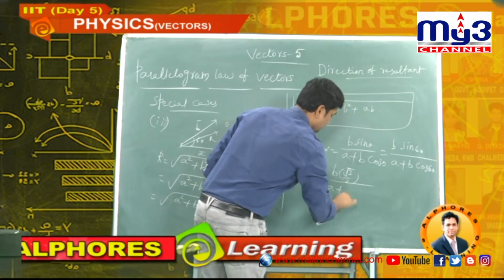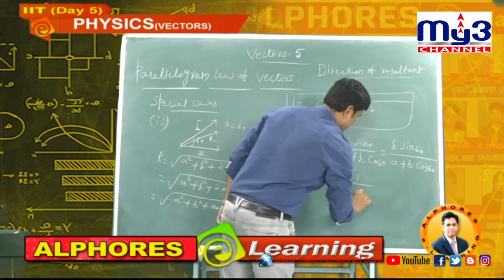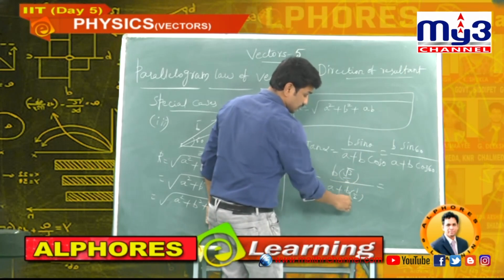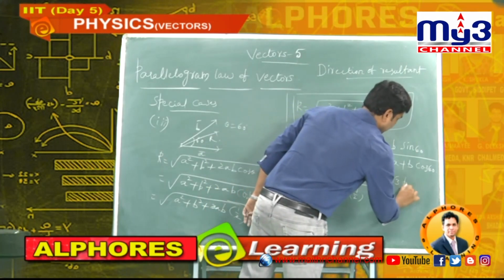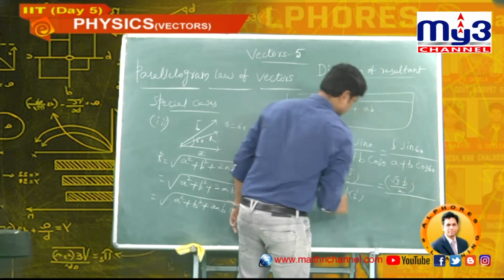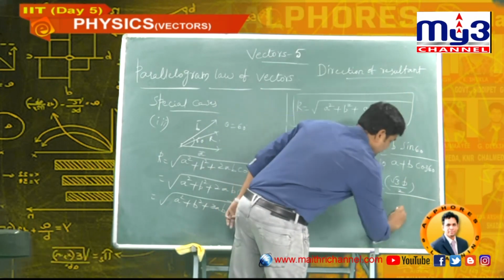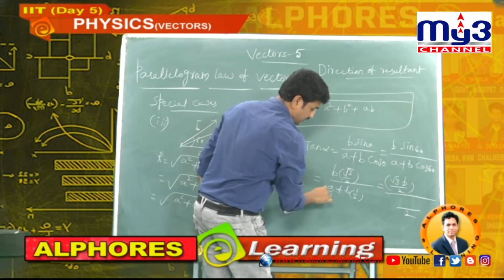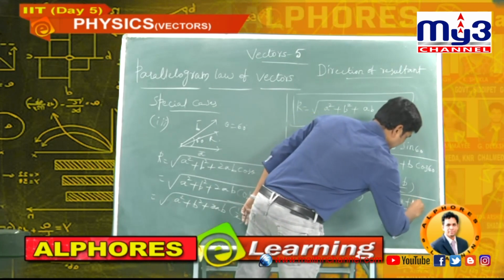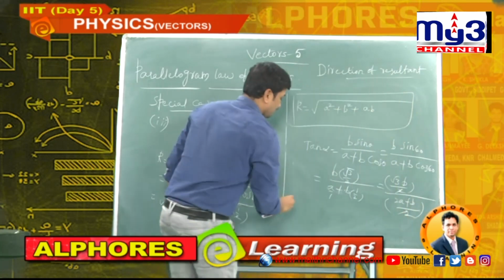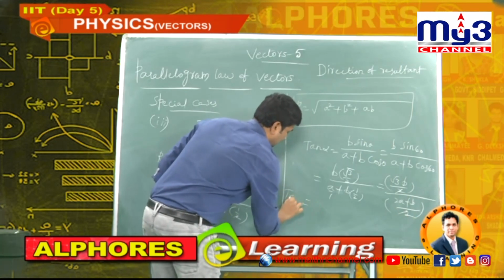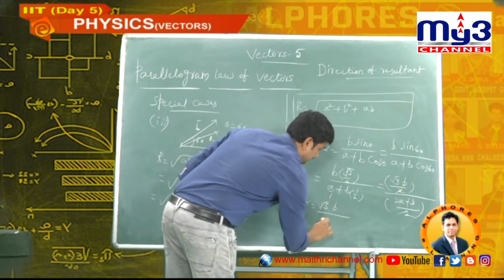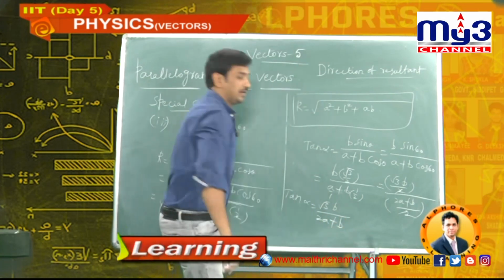A plus B into cos 60, value 1 by 2. Here make an LCM, root 3B by 2 in the numerator. Now the denominator, 2 LCM, it is having 1. So here 2A plus B, so 2 cancels. Now what is the final answer? Tan alpha value is root 3B by 2A plus B.